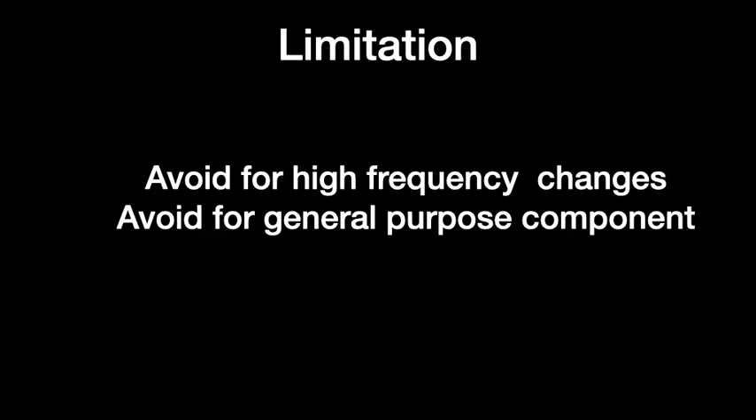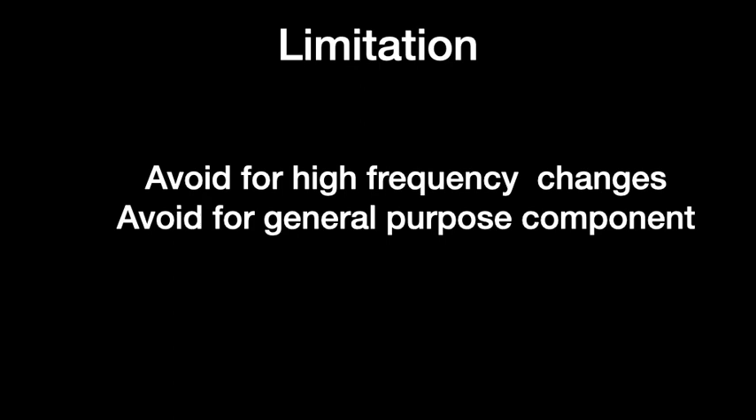Now next is limitation. In what scenario should you avoid context API? First is when there is a high frequency of changes. Suppose like in a millisecond there are 1,000 times that content is being rendered, then you should not do it. Okay, there is another way in Redux you can use, which we will learn later.